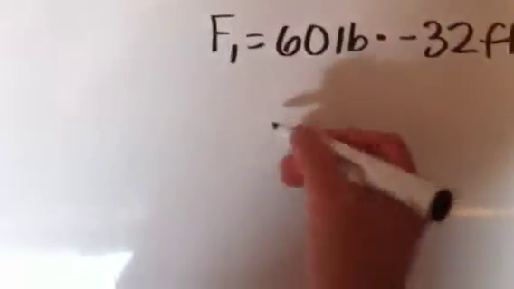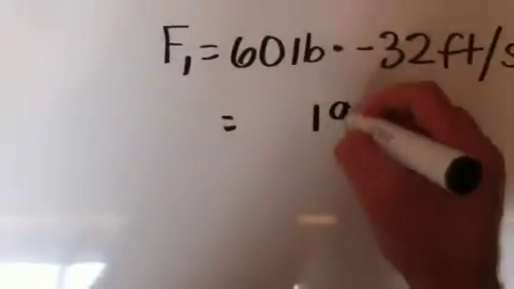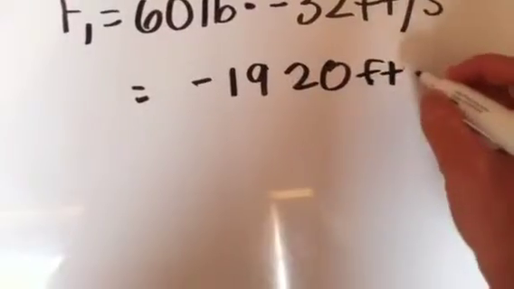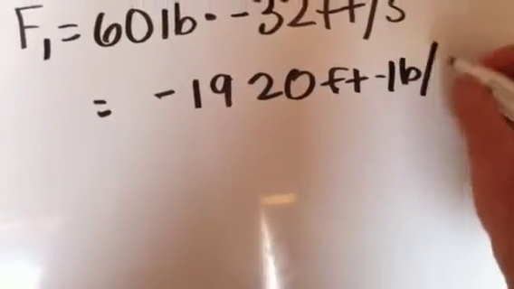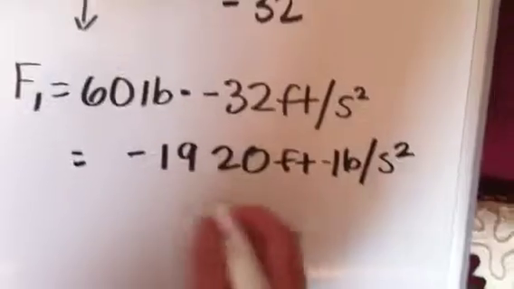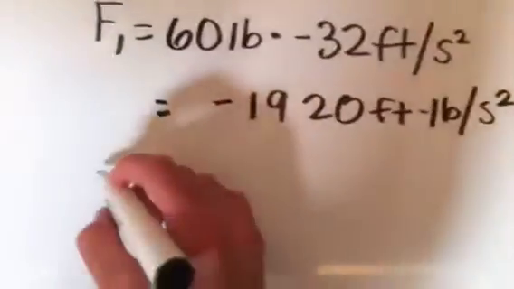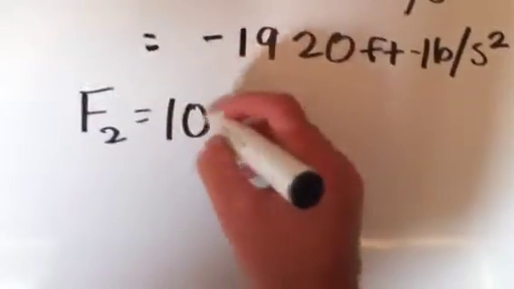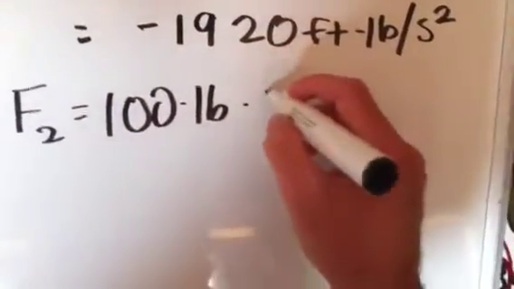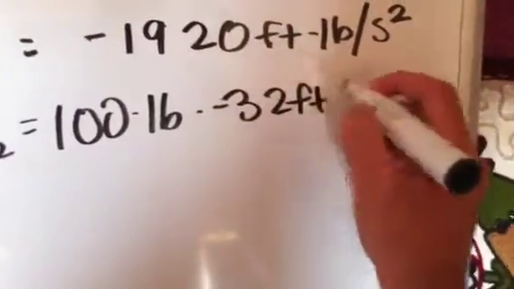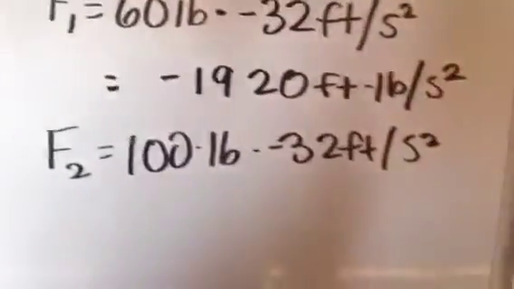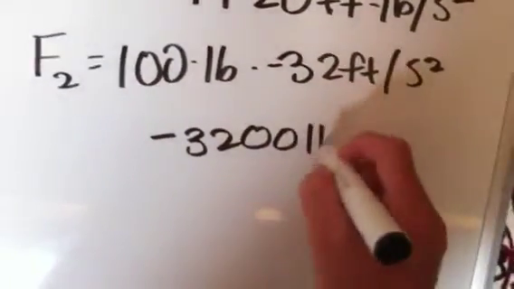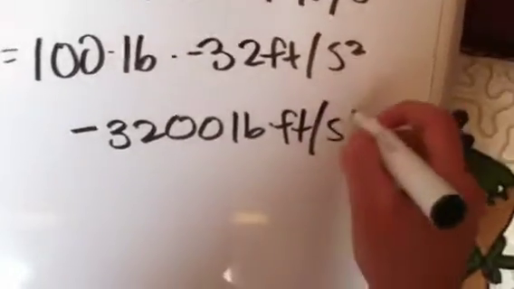So this is equal to about -1920 feet times pound per second squared. Wow, I have good math in my head to figure that out. Anyway, F2 equals about the 100 pound child times -32 feet per second squared. Okay? So this is about -3200 pound feet per second squared.